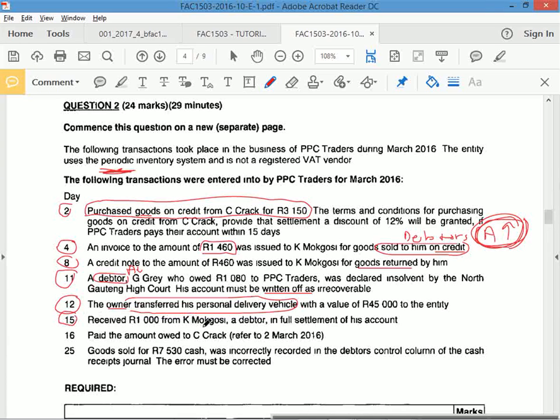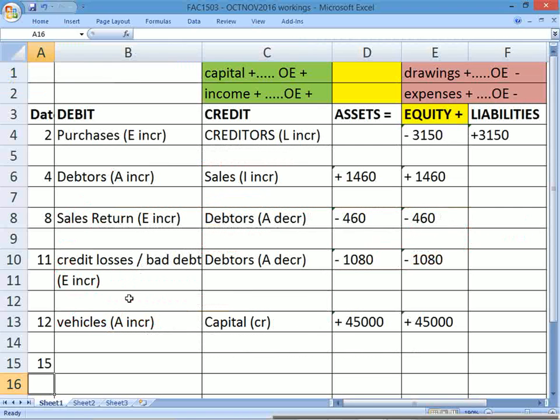Received 1,000 from K, a debtor, in full settlement of his account. If you're receiving 1,000, is that good or bad? That's good. What's going to happen to your bank account? It's going to go up. Bank is what type of account? An asset. Where do assets increase? On the debit side. You've got half of it. Bank, asset, increase.